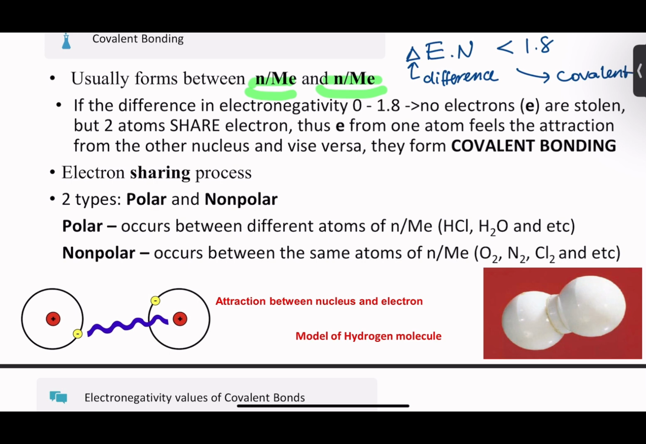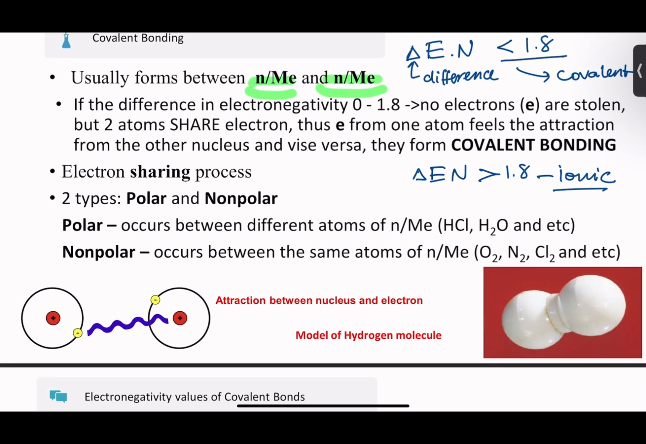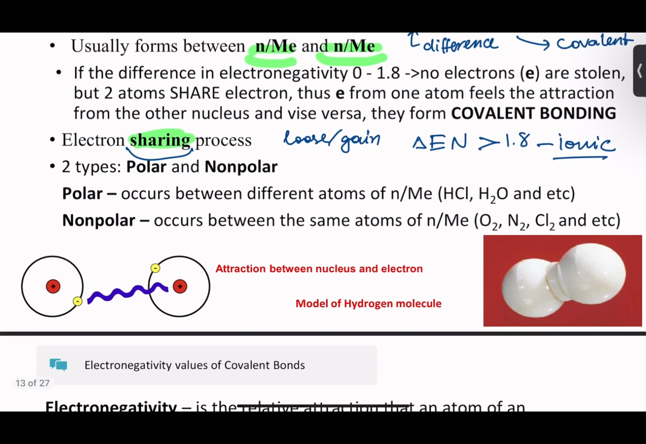But when the electronegativity difference is more than 1.8, it is going to be ionic. When the electronegativity difference is below 1.8, they share electrons. Do you remember we said in ionic you lose or gain? But this time they share. And there are two types of covalent bond: one is polar and the other one is non-polar.